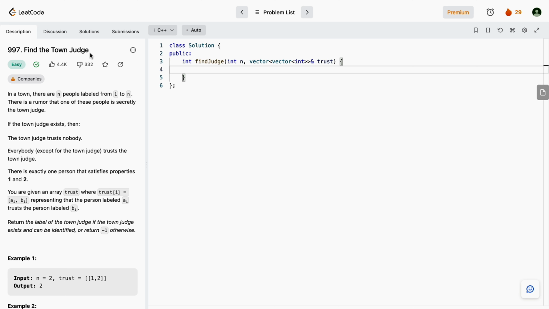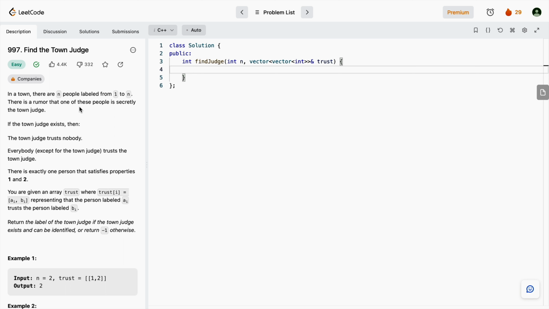Today's problem of the day is Find the Town Judge. We are given n people, and one of them is secretly a town judge. If the town judge exists, the town judge trusts nobody, and everybody else trusts the town judge. These are the two conditions we will be working on here.